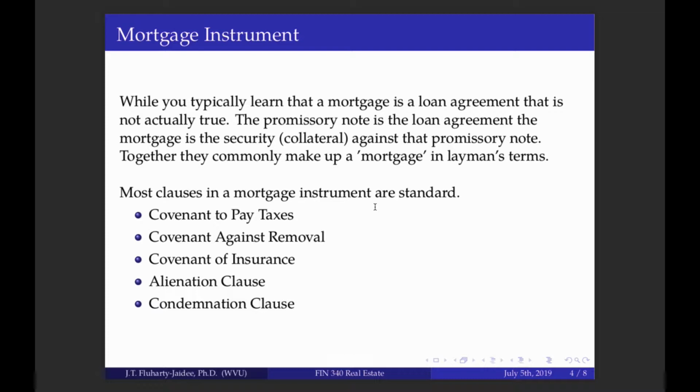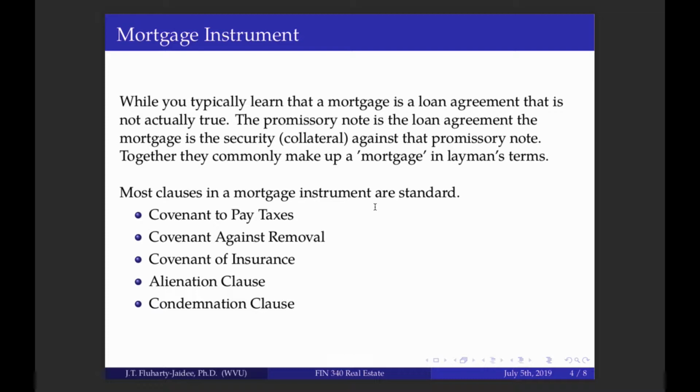Before, you were often taught that a mortgage is the loan agreement. That's not true. The promissory note is the loan agreement. The mortgage is the securitization of the property to the note, the collateral. Okay? So together they make up what we typically call a mortgage. But it's key to understand under real estate law, a mortgage is the securitization, the promissory note is the loan itself.